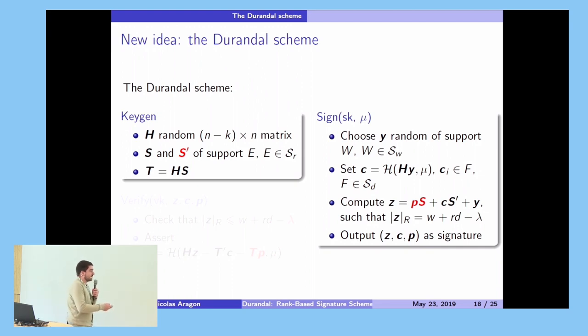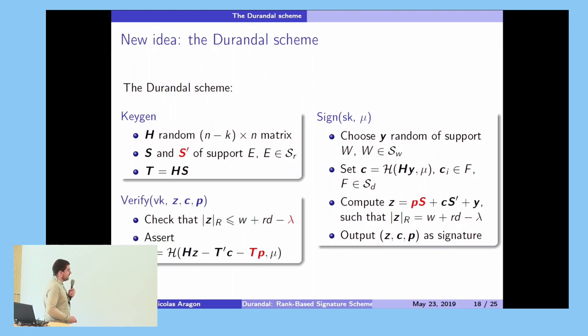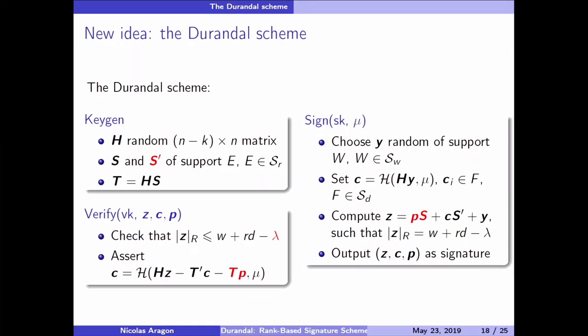And we are going to change the support of Z such that it lies in a subspace of the present support. And actually, because we get to choose P, we can target a specific support, and we are going to choose support carefully so that the attack does not work anymore. So now the signature consists of Z, C, and P, and the verify adaptation is pretty straightforward. So you add lambda here because you just reduce the weight of the support, and you add this term TP in the hash function.